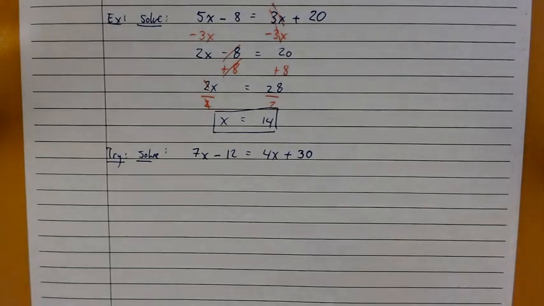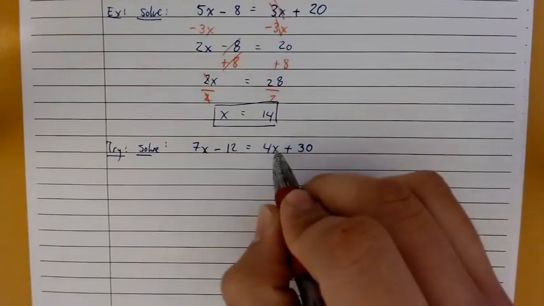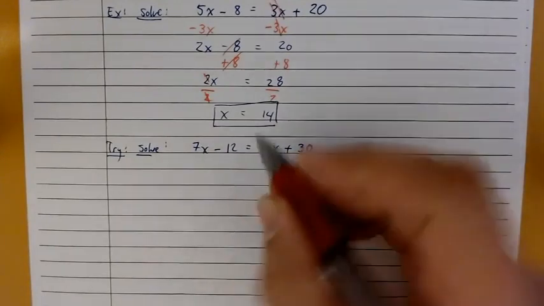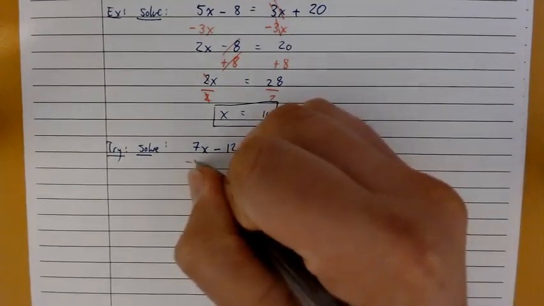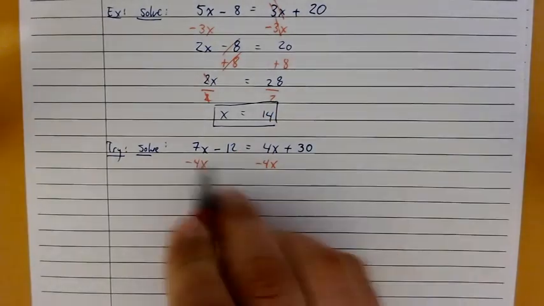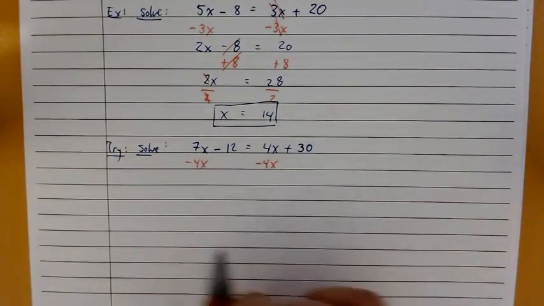All right, so let's take a look. You have a variable on both sides of the equal sign. They're not like terms, but we can take care of that by subtracting 4x on both sides. You could have also subtracted 7x on both sides, and as long as you do everything correctly, you're still going to get the same answer I'm going to get.